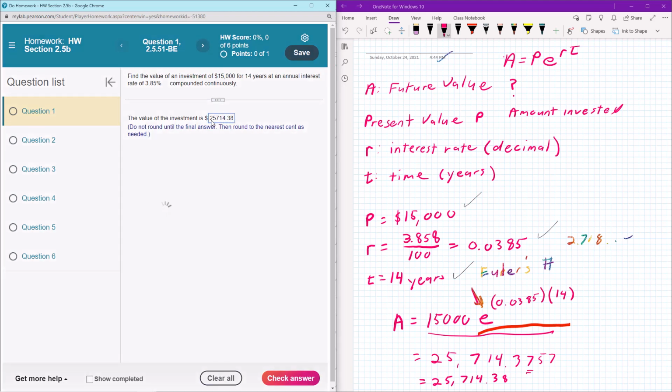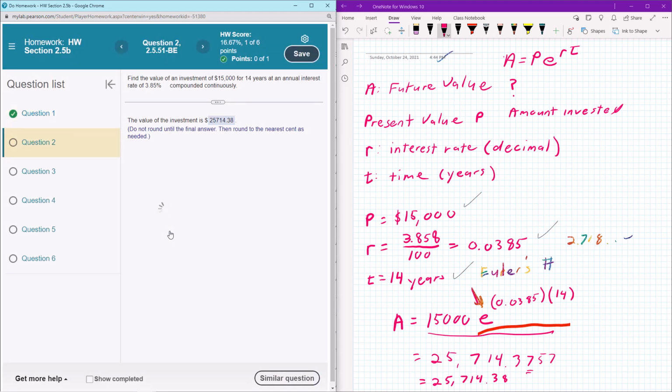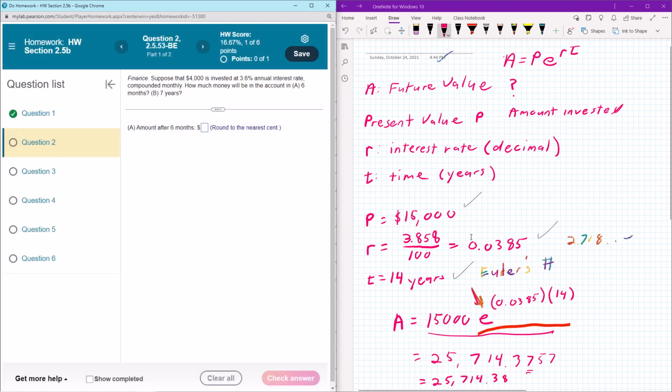25714.38. And there you go. So that's how we do problem 1. Let's take a look at problem 2.